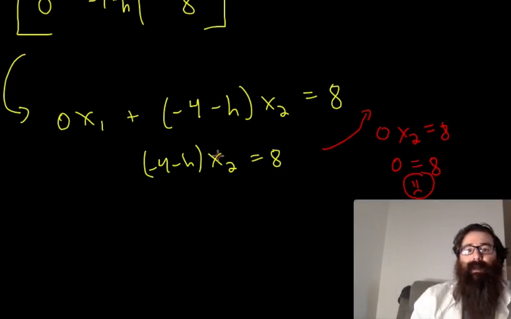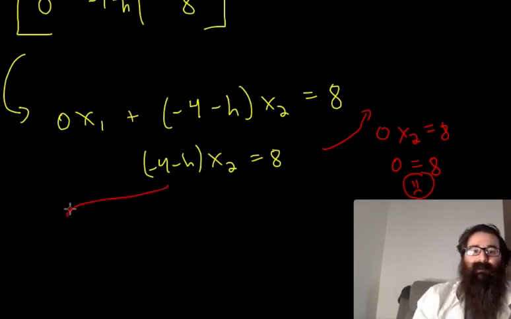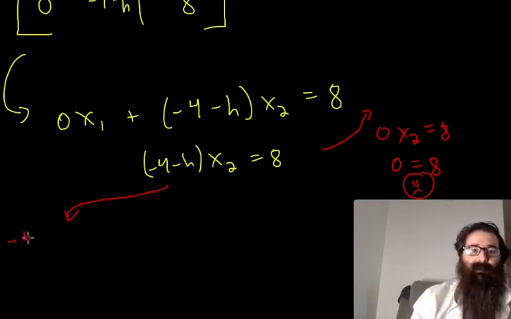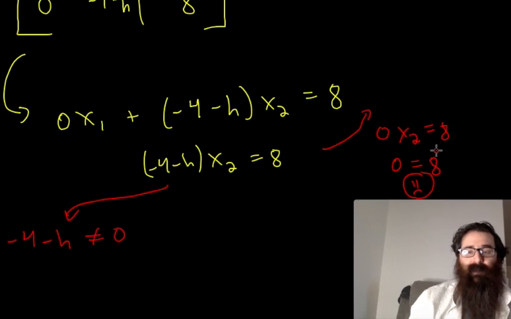So I can actually make that comment right here and say that my coefficient on x2 really shouldn't be a 0. Anything else is fine, because if this was any other number, I could just solve for what x2 is. And so we're really making the claim that negative 4 minus h should not be 0. If it is, then this is what I get, and that doesn't make any sense. It would give me an error. And so then solving this, what this is really saying is that h should not be negative 4.